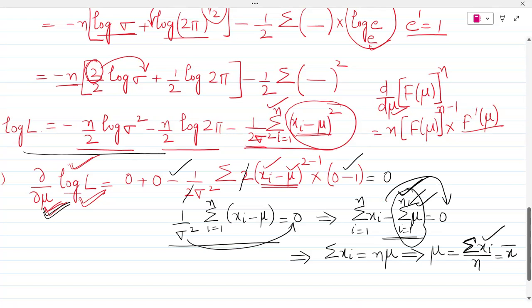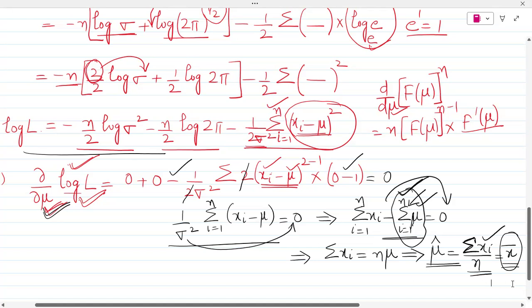Because it is the sum of the observations divided by the number of observations, this is the sample mean. So here, this is the estimated value of mu. Here I will put a cap: this x bar, the sample mean, is the estimated value of mu which can maximize log L.